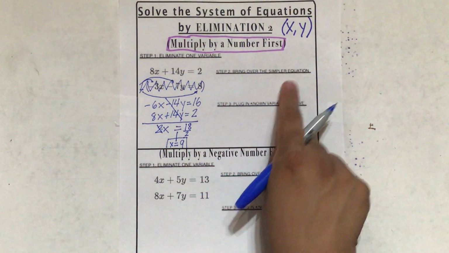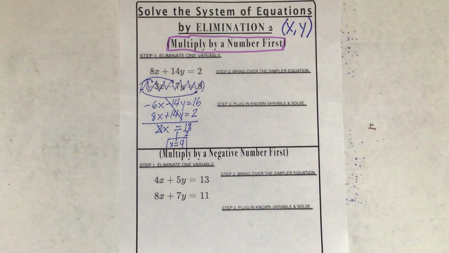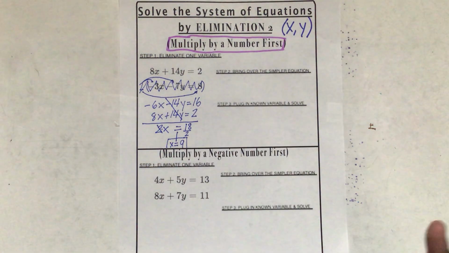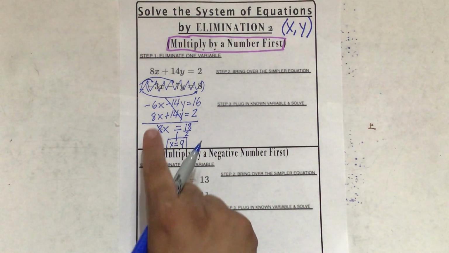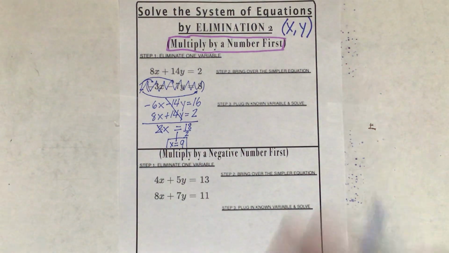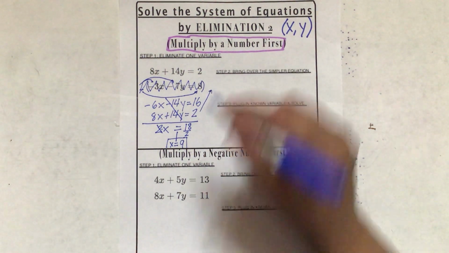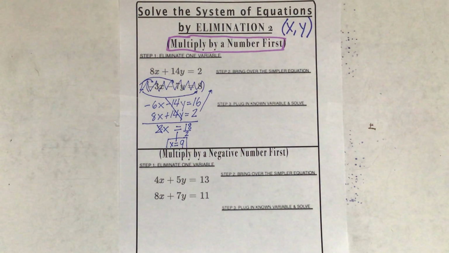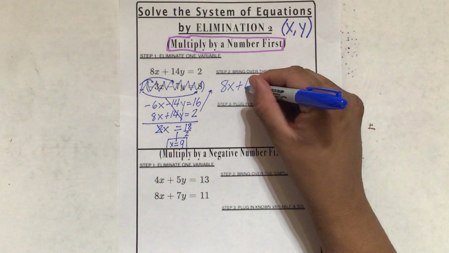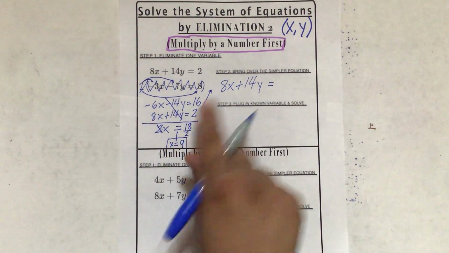Step 2 says bring over the simpler equation. Which one of these two is more simple? To me, again, you can choose either equation. It's going to give you the right answer. To me, the bottom equation is easier because it's all positives here. So I'm going to bring this one over here. So it's 8x plus 14y is equal to 2.